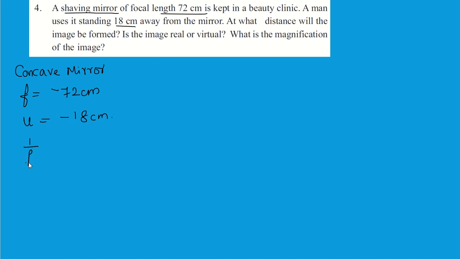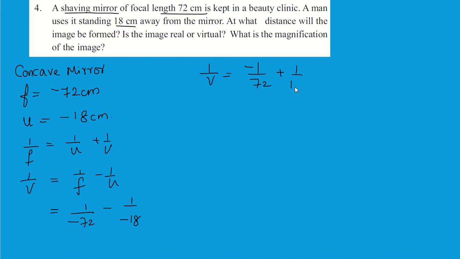We have the mirror formula, 1 by f is equal to 1 by u plus 1 by v. So we have to find out 1 by v, right? 1 by v is equal to 1 by f minus 1 by u. So 1 by minus 72 minus 1 by minus 18. So 1 by v is equal to minus 1 by 72 plus 1 by 18.